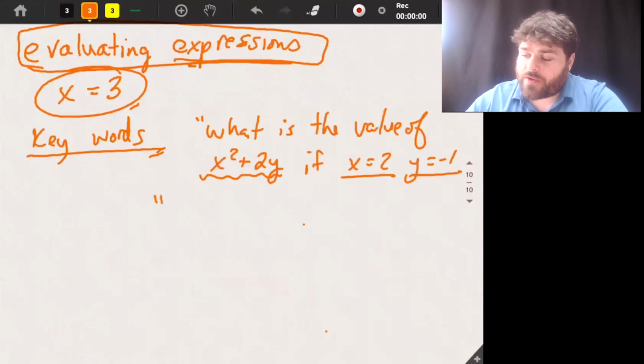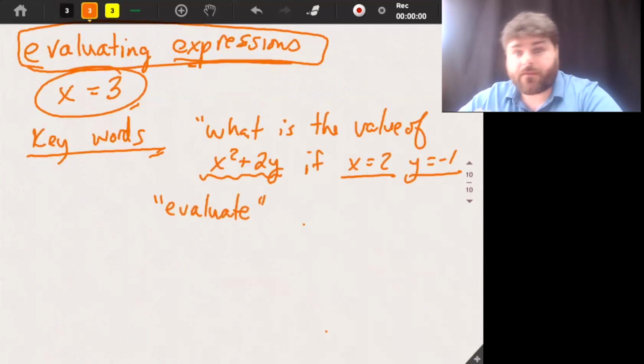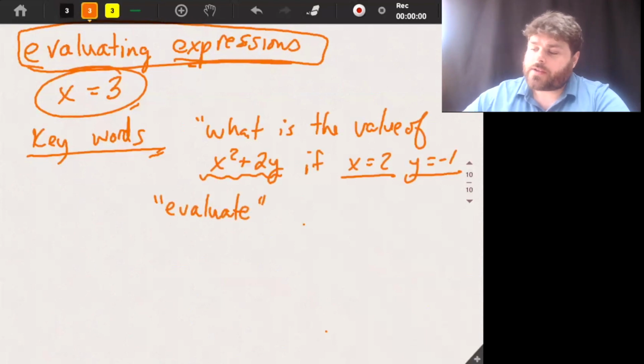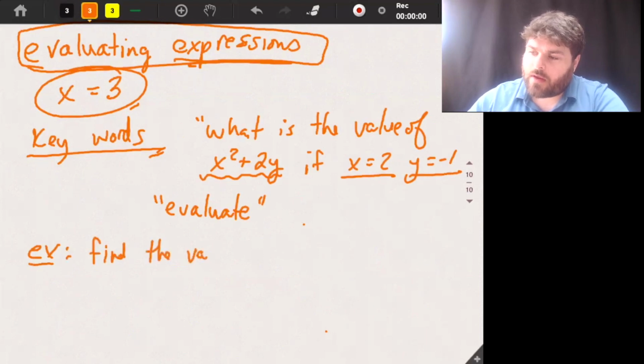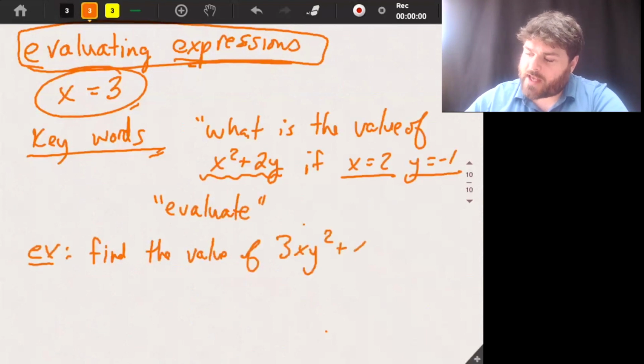All right. Also, they'll literally use the word evaluate. They will say evaluate the following expression if X equals this and Y equals this. Okay. All right. So let's look at an example. All right. Let's say find the value of 3xy squared plus X if X is equal to 3 and Y is equal to 10.